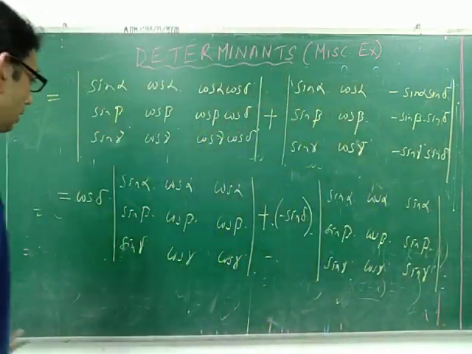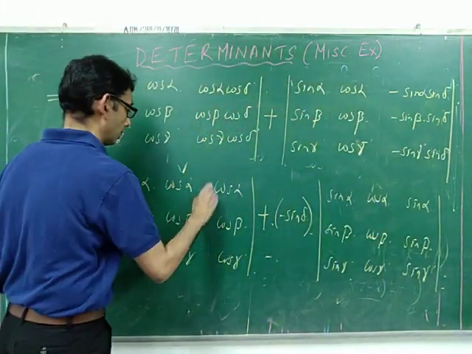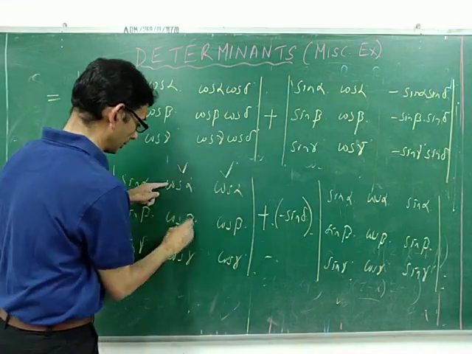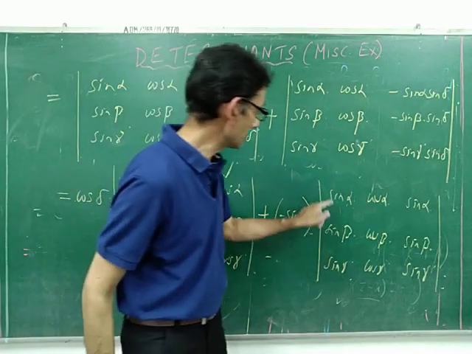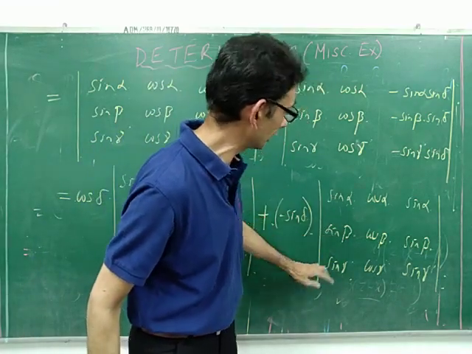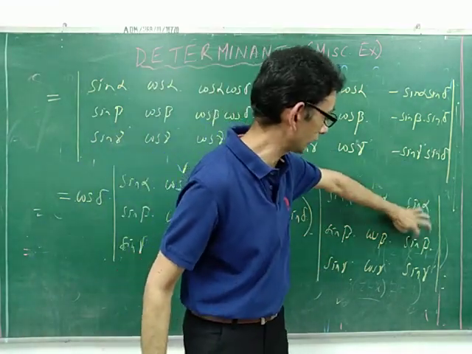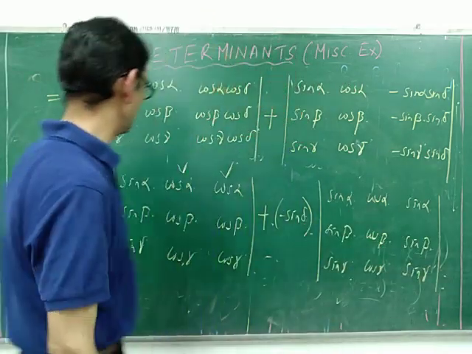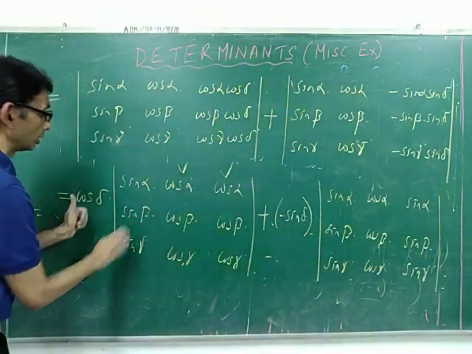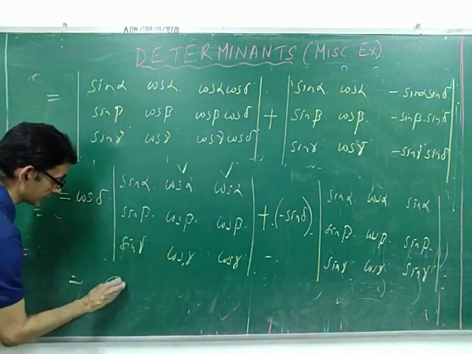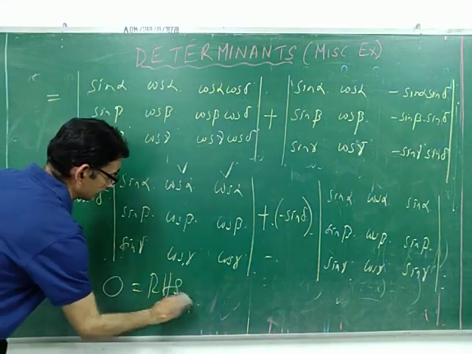Now, you have seen here the second row is cos alpha, cos beta, cos gamma, and the third row is also cos alpha, cos beta, cos gamma. Both are identical. Here the first row is sin alpha, sin beta, sin gamma, and the third row is also sin alpha, sin beta, sin gamma. Both are identical. Since they are identical, obviously it will be 0. So this will be 0, and this is also 0. Finally, this is 0. This is the right hand side.